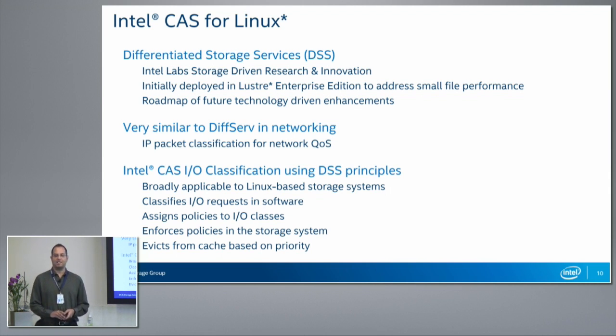They didn't have a caching solution to take advantage of these hints that were being passed down through the file system. And they have a roadmap of future technology-driven enhancements. So they have new capabilities that they're working on experimentally at this point. For those of you that are familiar with networking, this is very similar to diffserv in networking, which was IP packet classification for quality of service. This is a storage quality of service capability.